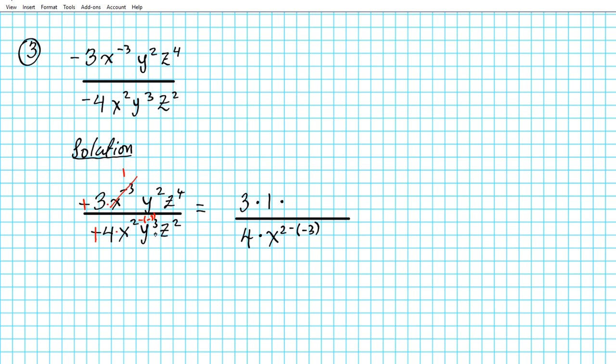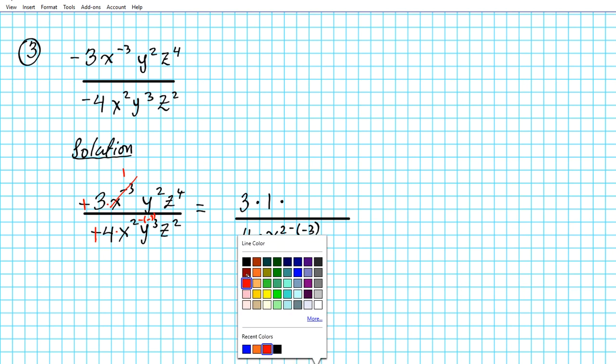Okay? Now let's take a look at the y's. In the numerator, you have y squared. In the denominator, you have y to the third. So which is bigger? Clearly, the denominator has a bigger exponent. So what we're going to do is cancel out the smaller or divide it out.